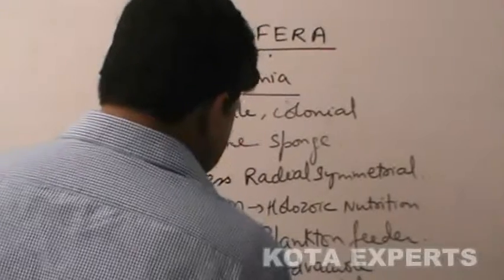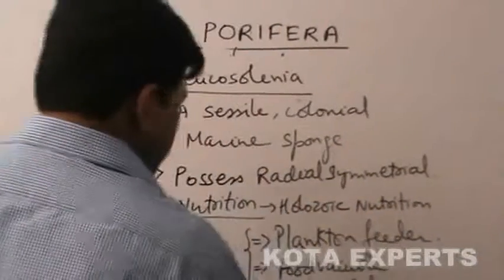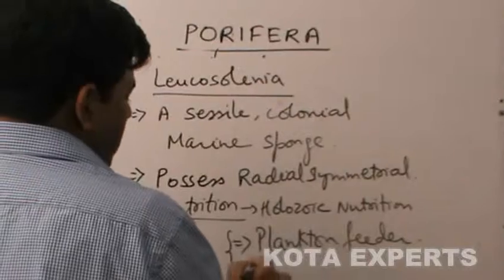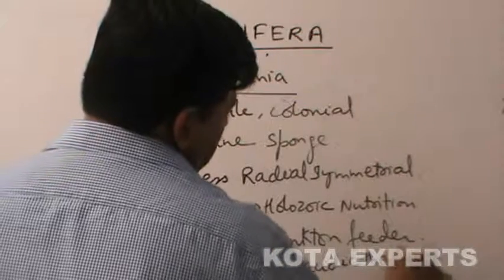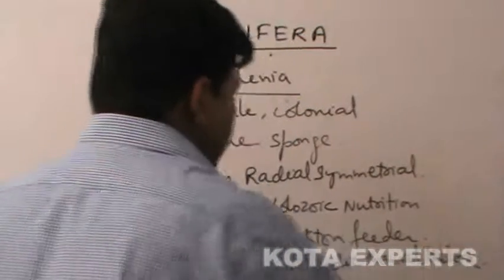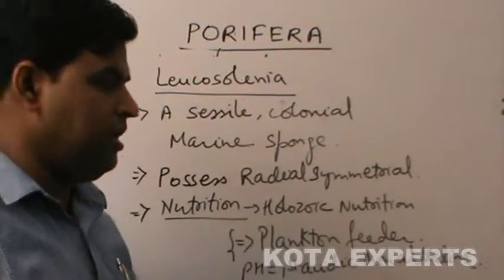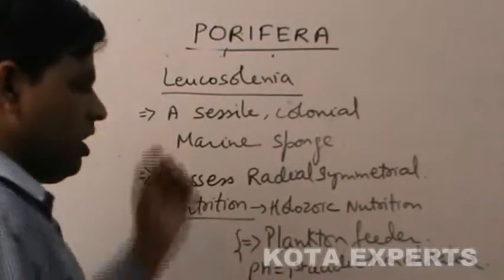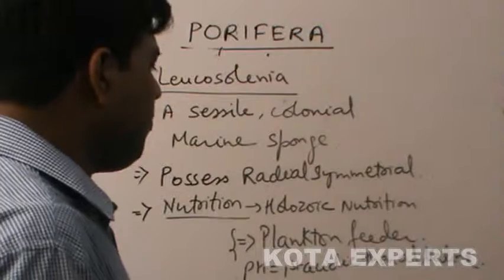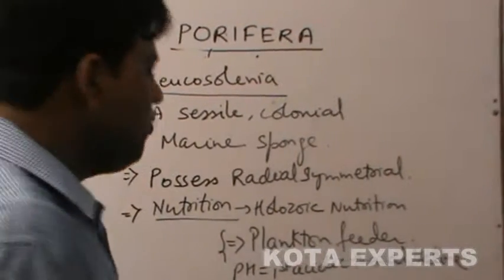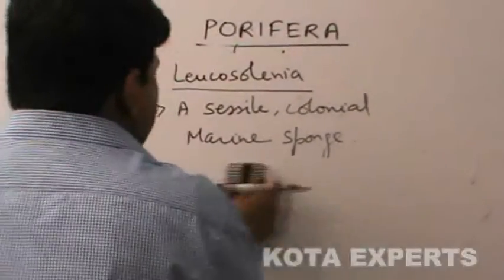Now, the medium or the pH of the food vacuole is first acidic, then alkaline. As in higher animals, the medium of the stomach is acidic, and then comes the alkaline nature of the succus entericus or the intestinal fluid. So it becomes first acidic, then alkaline for the proper digestion of each and every component of the food. So this was the nutrition of Leucosolenia.